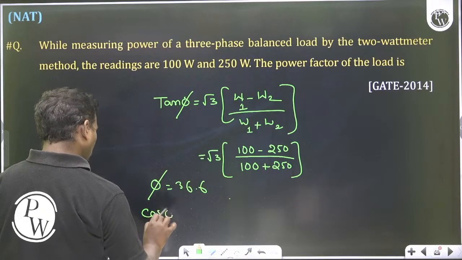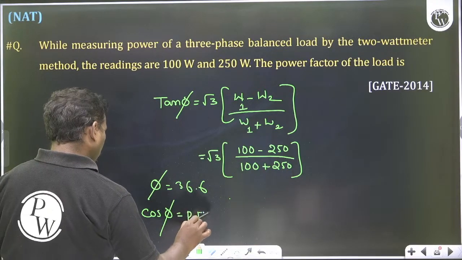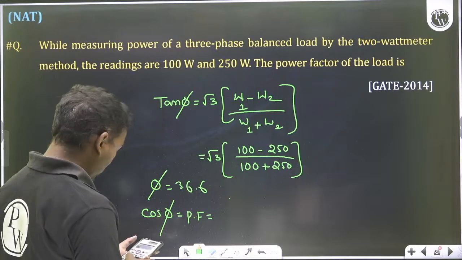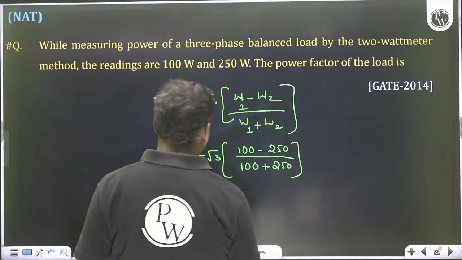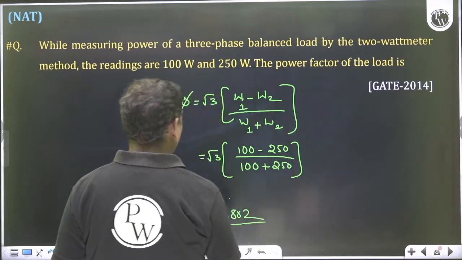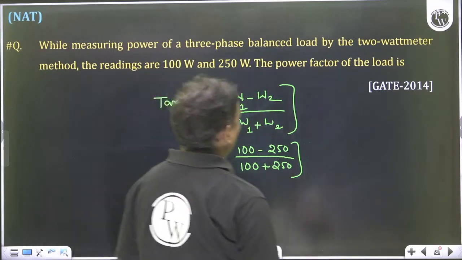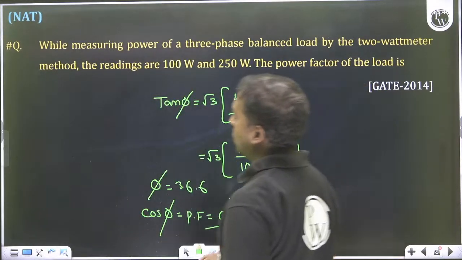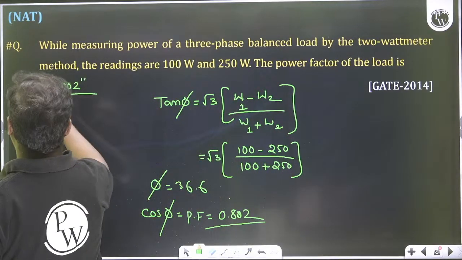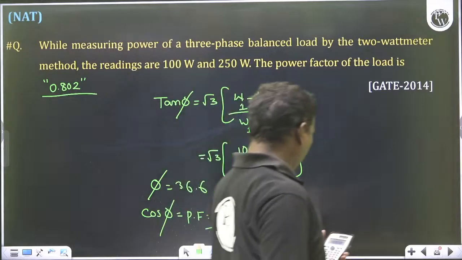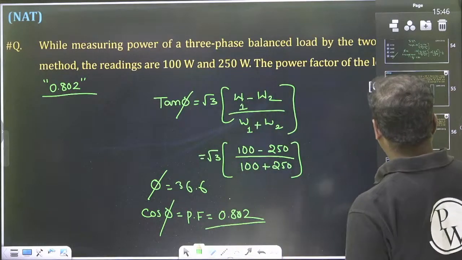So cos phi, what is the power factor? Cos of the answer is 0.802. That is the power factor. 0.802 is the power factor. Okay, let us go for the other question.